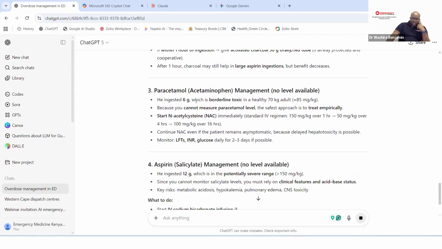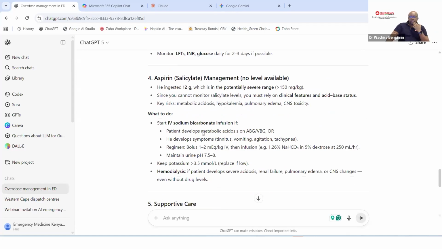No levels available. He ingested 6 grams, which is borderline toxic in a healthy patient, and because you cannot measure levels, the safest approach is to treat empirically. Okay, fair enough. Give NAC and continue NAC. If the patient is asymptomatic, delayed hepatitis is possible. Okay, so LFTs and glucose daily for 2 to 3 days. If that remains fine, they're good. So aspirin, severe range. Since you cannot monitor the levels, you must monitor clinical features and acid-base status. Key risks are metabolic acidosis, hypokalemia, pulmonary edema, CNS toxicity. So start your bicarb.